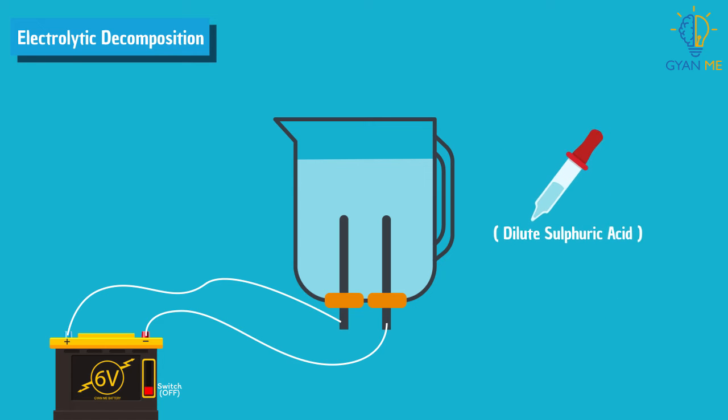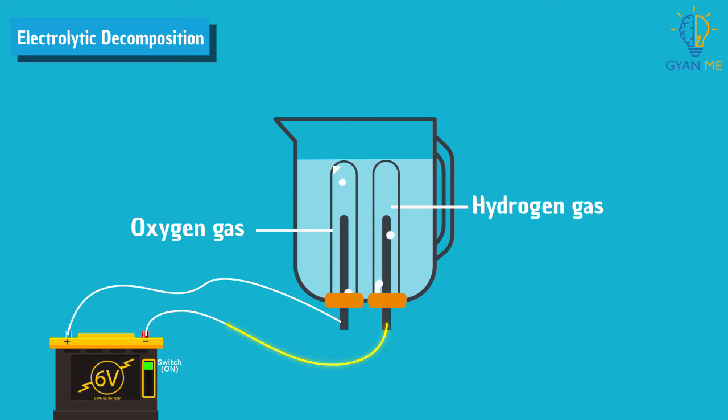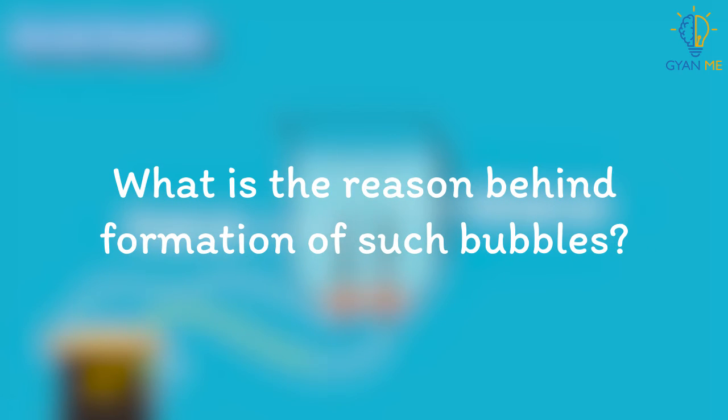Add a few drops of dilute sulfuric acid to the water. Now cover the carbon electrodes with the test tubes. Switch on the current and leave the apparatus undisturbed for some time. You will observe the formation of bubbles at both the electrodes. What is the reason behind the formation of bubbles?